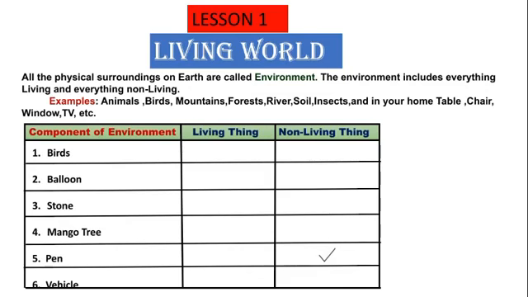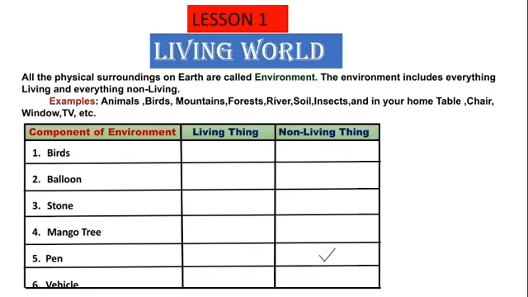For example, animals, birds, mountains, forest, river, soil, insects. Not only this, in your home also you can see table, chair, window, TV, etc. Children, below I prepared some columns. In the first column you can see components of environment and living thing, non-living thing.